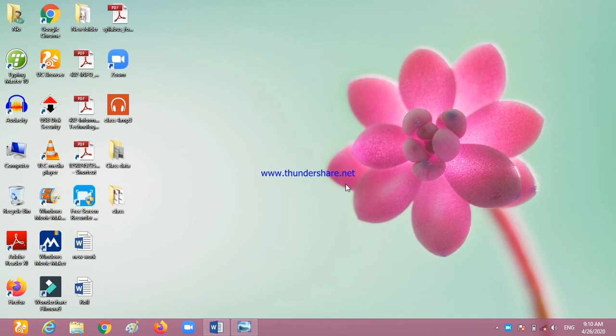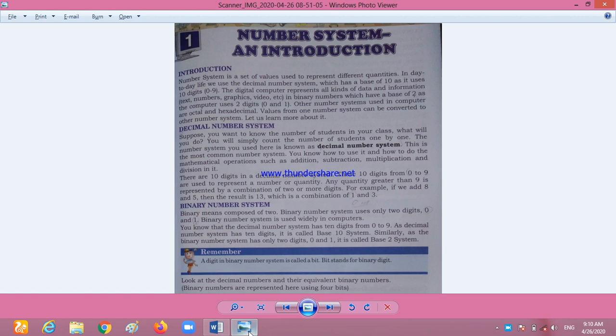Today we read the binary number system in our computer classes. This is our first chapter. We start with the binary number system, or the number system. A number system is a set of values used to represent the different contents in our day-to-day life.